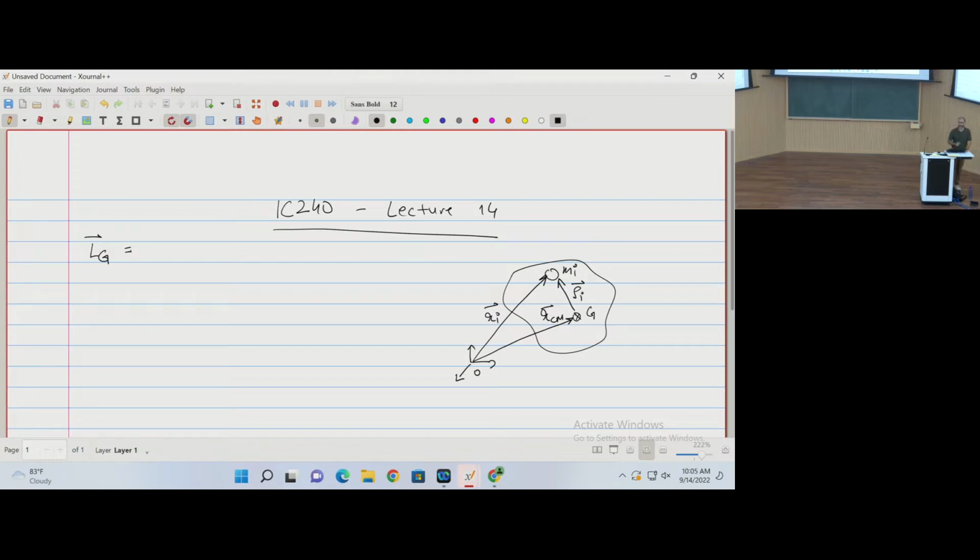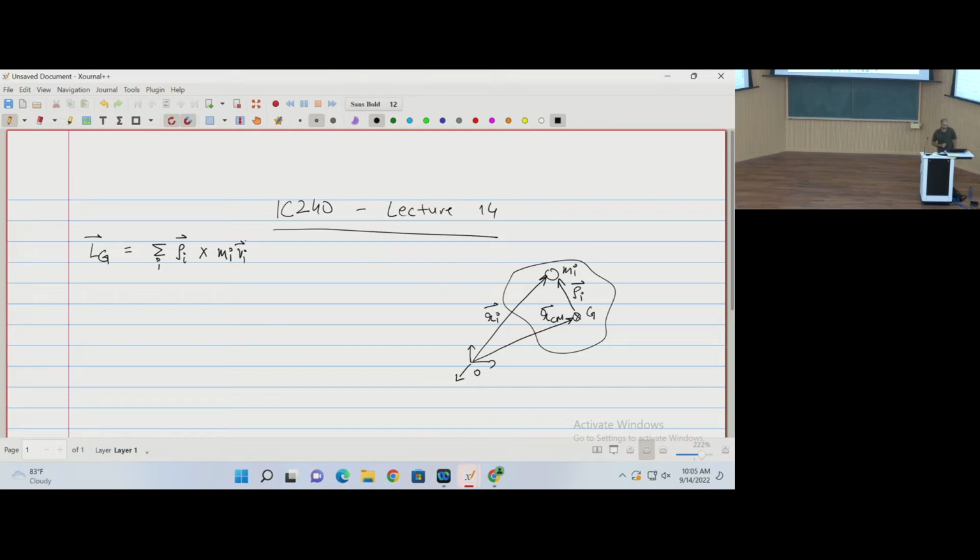So when we calculate angular momentum of the system about point G, we'll have to take the contributions of the angular momentum from all the particles. So we sum over all the particles. And then since it's about point G, we have to take the vector from G to the mass under consideration. So that's rho i vector, cross the linear momentum of the particle.